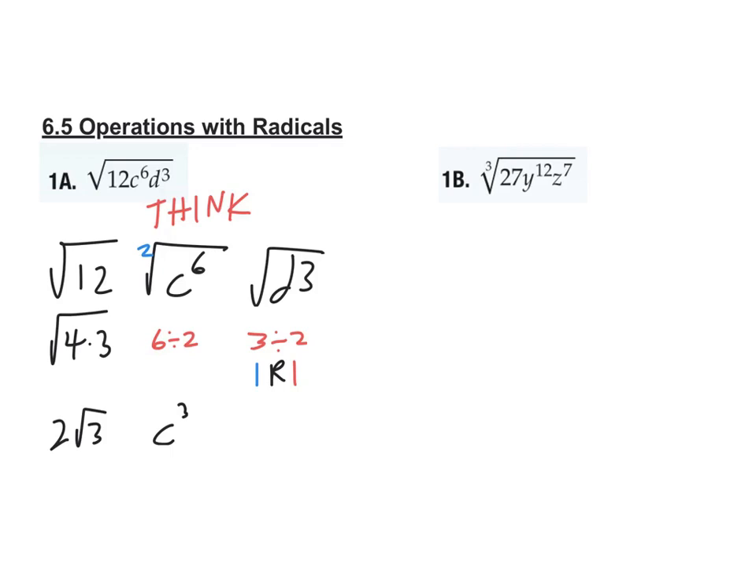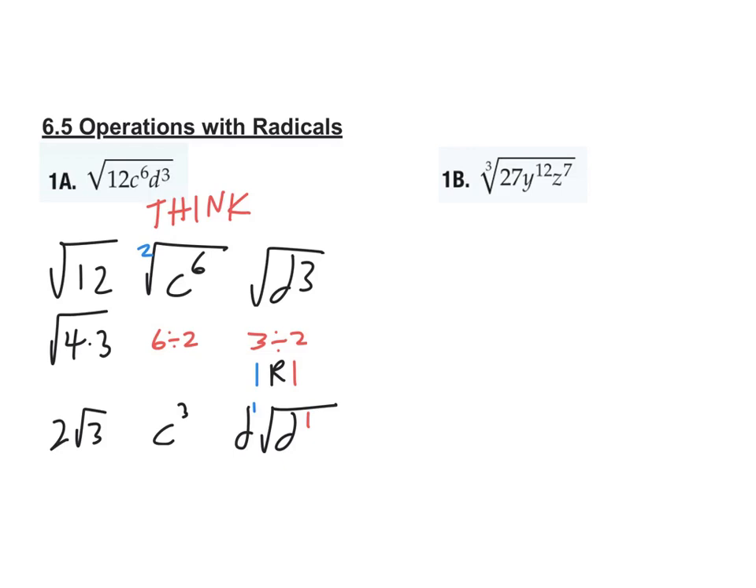So the number of times that it goes in evenly is the power on the outside of the radical, like we have over here. The number that's the remainder is the power on the inside of the radical. So let me line that up for you. Okay? So this becomes d to the 1st, and since the remainder is 1, d to the 1st stays underneath. The remainder power stays underneath the radical. The number of whole number times that it goes in is the power on the outside of the radical.